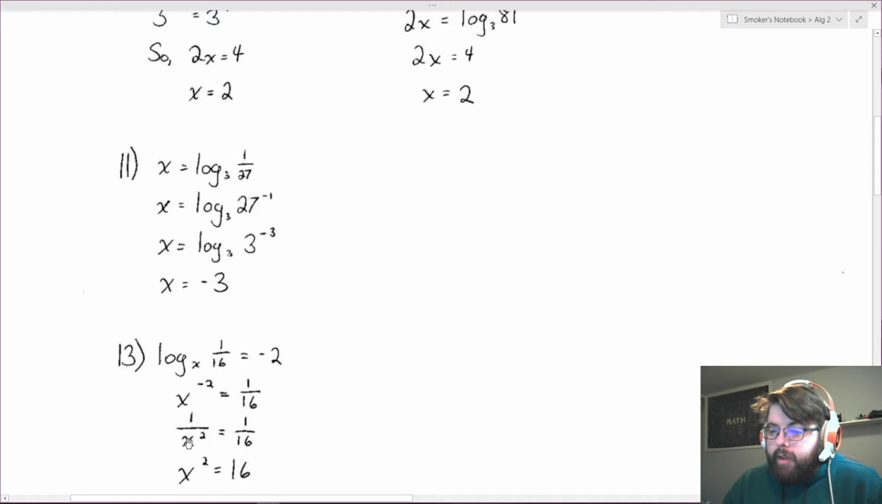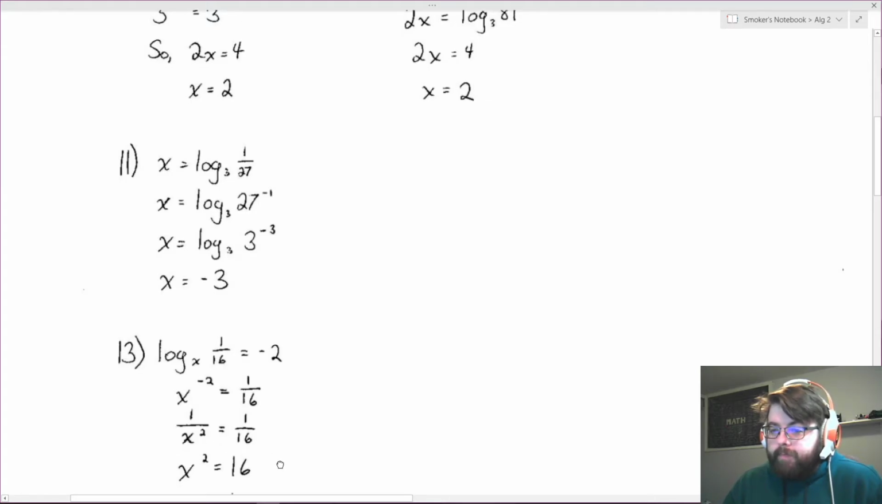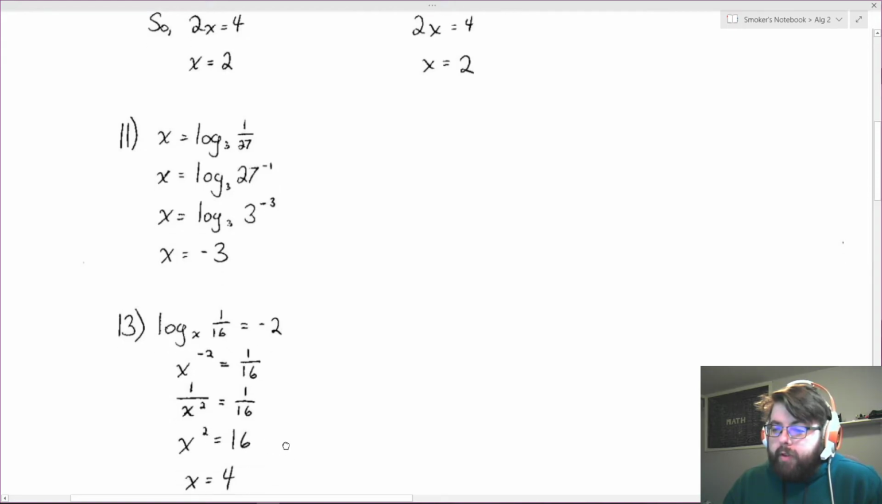Well, that means you could cross multiply here and get x squared times 1 is equal to 1 times 16. x squared is equal to 16. Or you could think to yourself, well, if it's 1 over equals 1 over, then you can just set the denominators equal, because everything else in the equation is equal. So then I have x squared equals 16. The square root of 16 is 4.